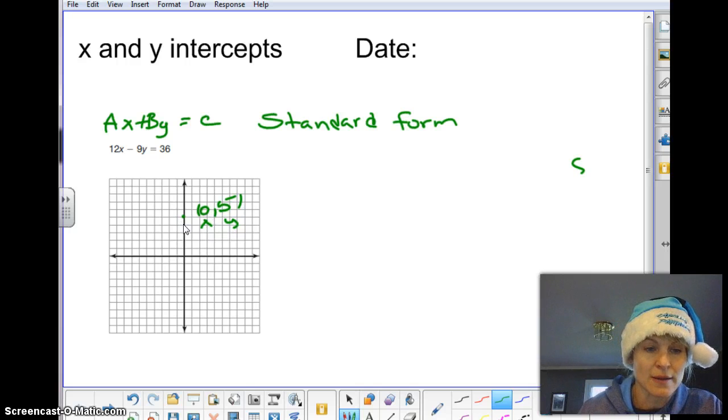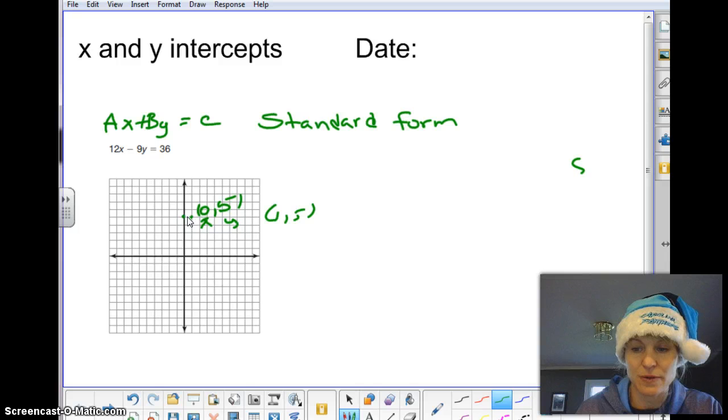So the only way that a point can be on this line is when x has the value of 0. If x didn't have the value of 0, it would be over here, and then it's not an intercept of the y-axis. Therefore, it's not it. So x has to be 0.